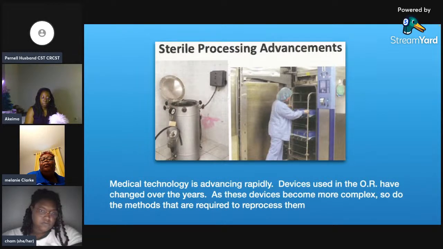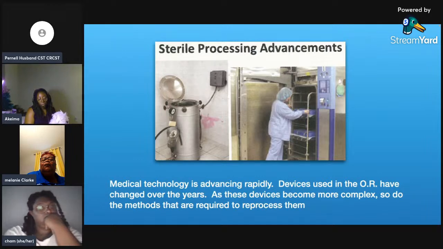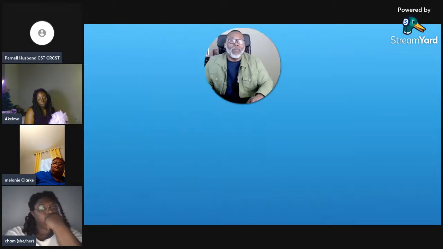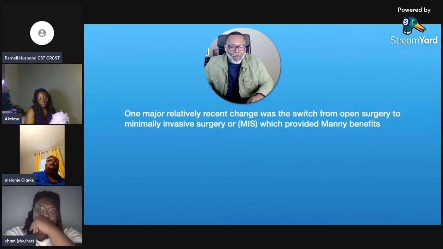Medical technology, like computer technology, like IT, is always advancing. You always associate healthcare with innovation, advancing technology, change. Devices used in the operating room have changed over the years. As these devices become more complex, more complicated, smaller, so do the methods that are required to reprocess them. The methods become even more complicated.